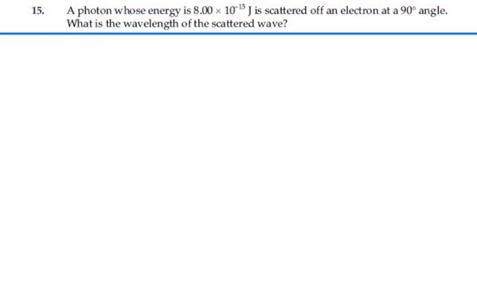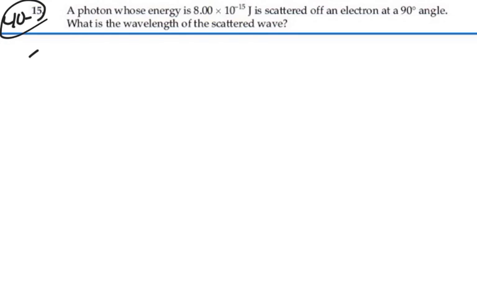Here's problem 4015. A photon whose energy is 8 times 10 to the minus 15 joules is scattered off an electron at a 90-degree angle. What is the wavelength of the scattered wave?